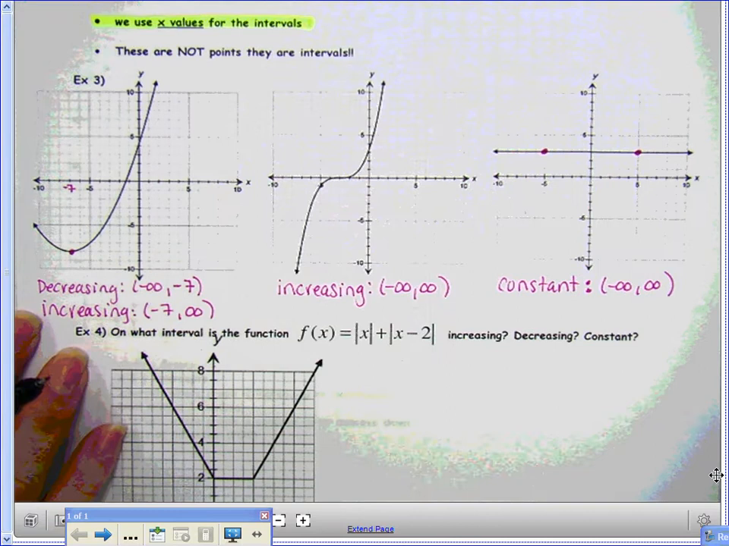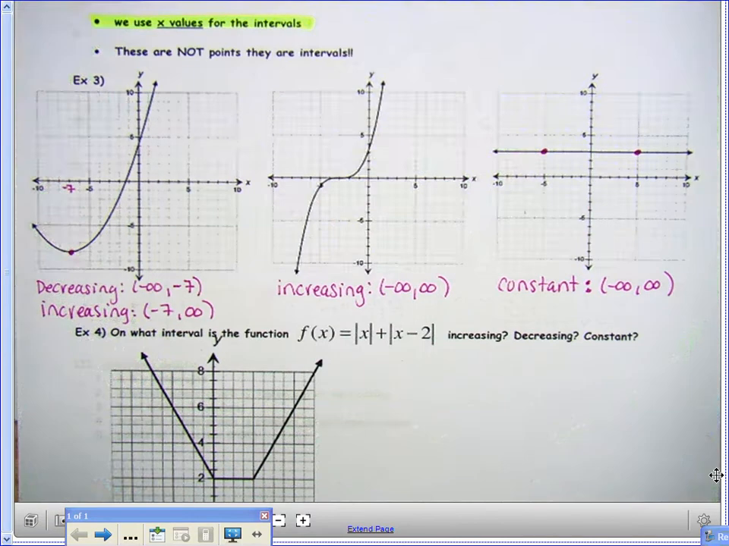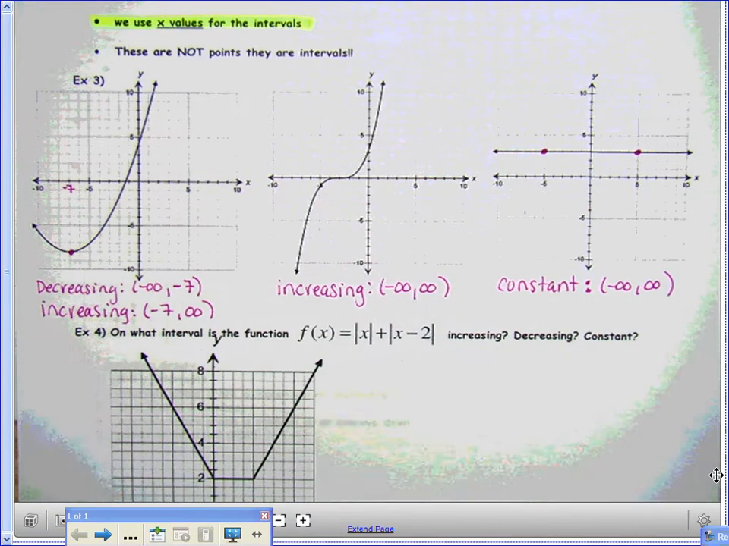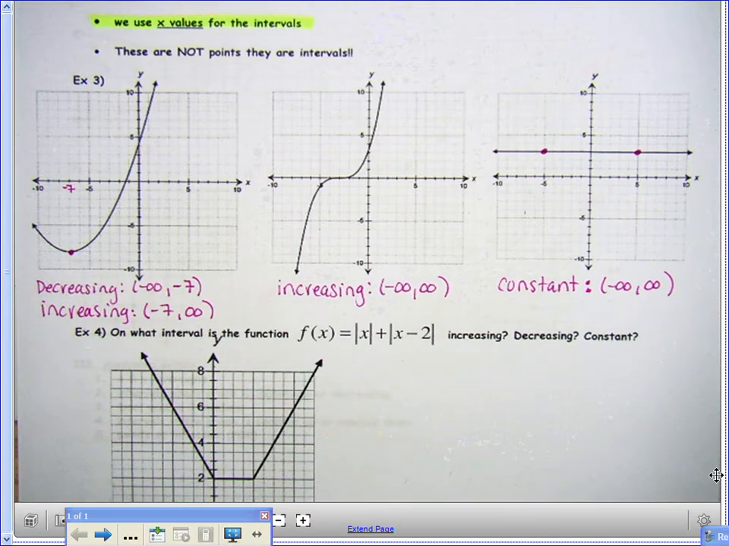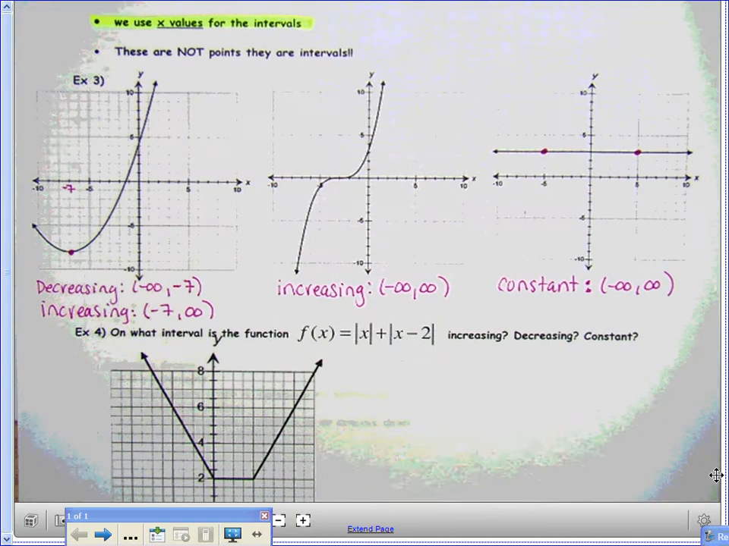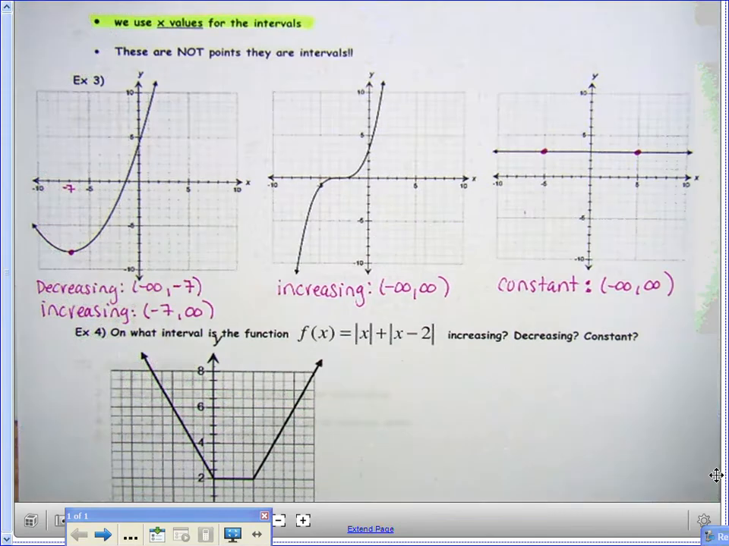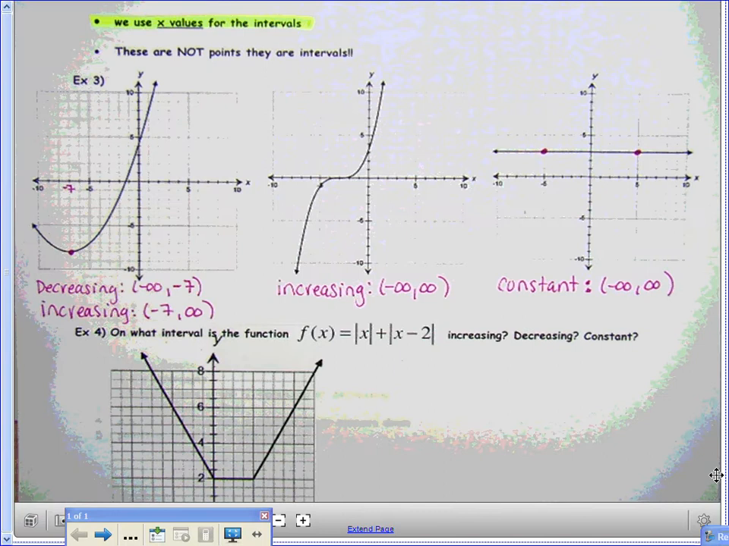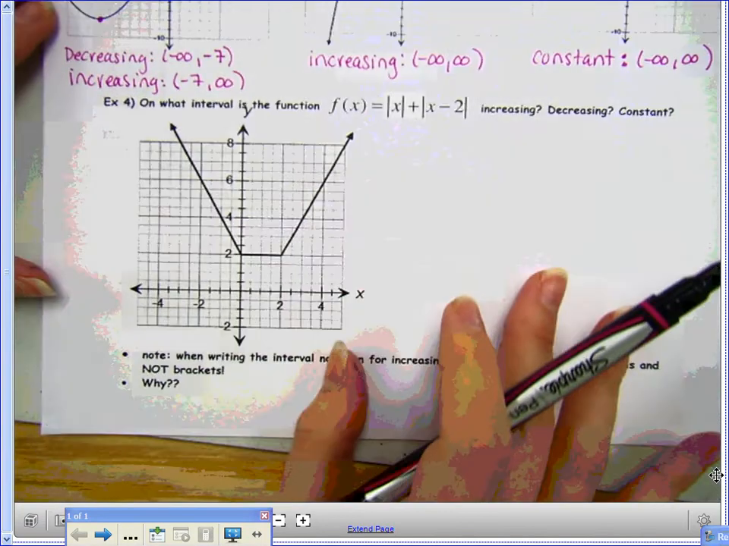So for the other two, we don't use brackets. No, you always use parentheses, because that point, which is your maximum or minimum point, is where it's changing from increasing to decreasing, and since we don't know which one it's doing, we can't say that we're including the point for the increasing or decreasing. So why don't you guys do this example right here.